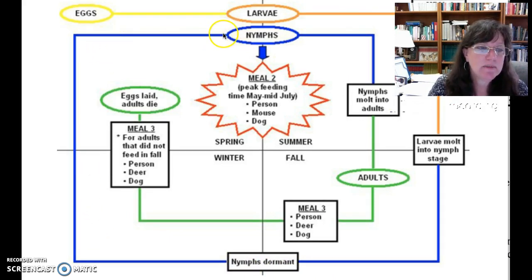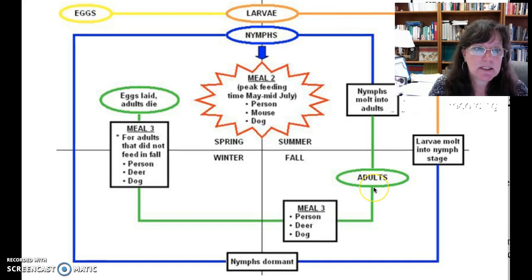But the next year, it's going to need another blood meal in order to metamorphose into an adult. So it's going to feed sometime in spring, late spring, early summer, and it very often will go to a larger kind of host at this point. So it could be a person, could be a mouse, could be a dog, could be a deer. It's getting another blood meal, then dropping off, then metamorphosing into an adult.